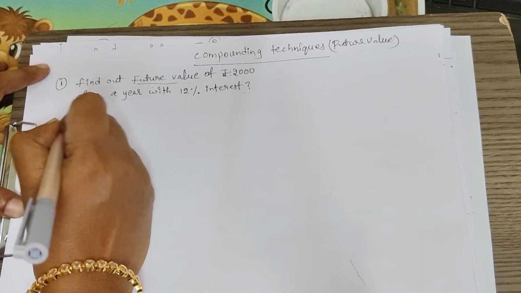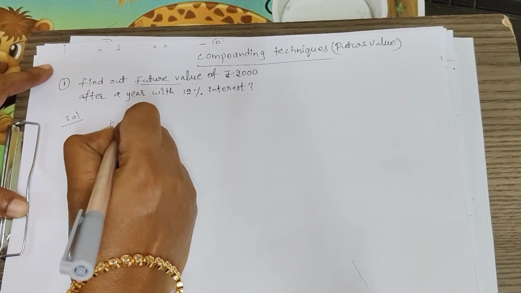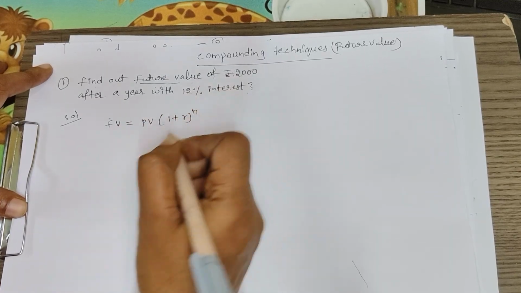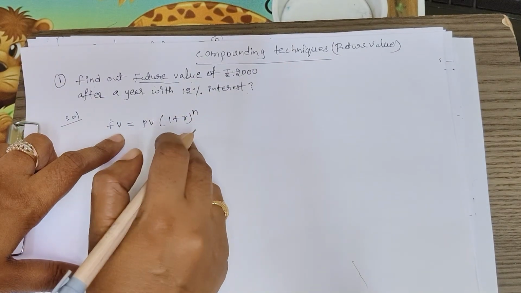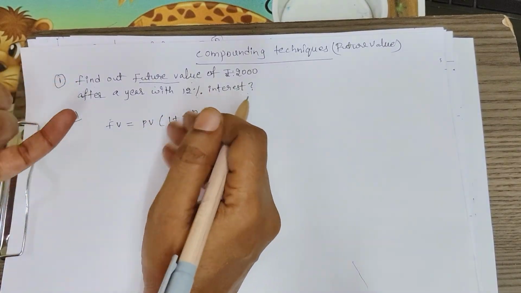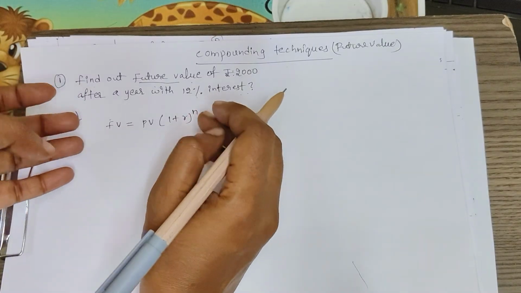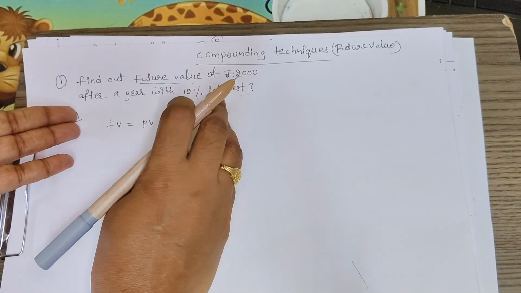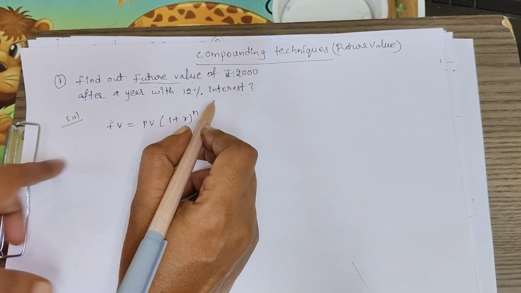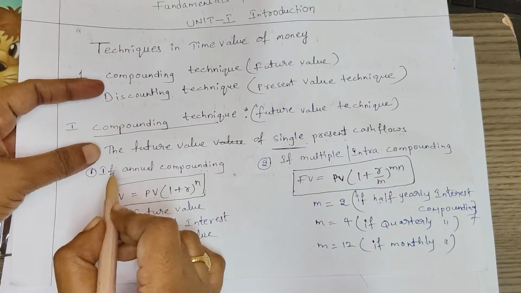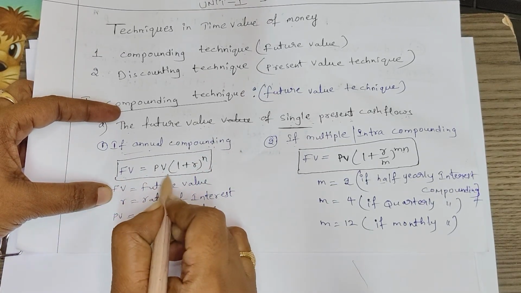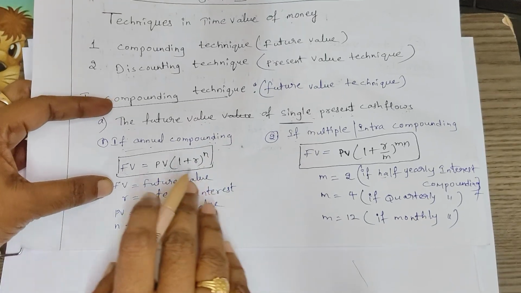Okay, so what formula is applicable? Here we will apply future value is equals to present value into 1 plus R to the power of n. Why are we applying this formula? Because a 12% interest rate is given here. So it is yearly interest, not specified like half yearly or quarterly or monthly. If you mention monthly, quarterly, or half yearly, that is intra compounding. If nothing is mentioned, it is yearly interest. So if it is yearly interest, annual compounding, the formula will be this: future value is equals to present value into 1 plus R to the power of n. So I am applying this formula.